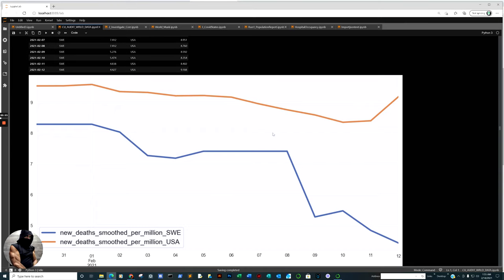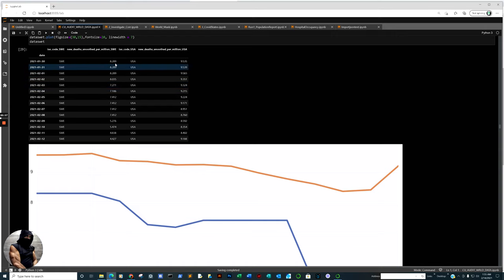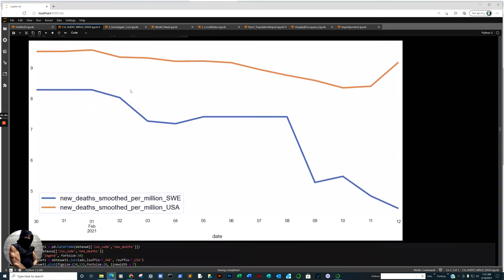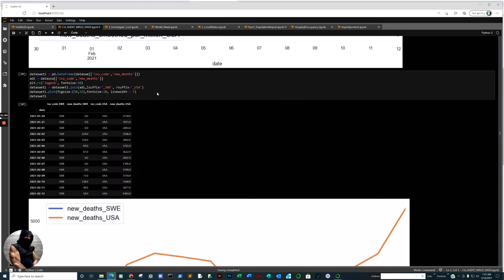All right, there's Sweden. There's the United States. Of course, they'll report on the news when Sweden starts becoming like the United States, but they don't tell you anything after that. It just really gives you a really warped perception.